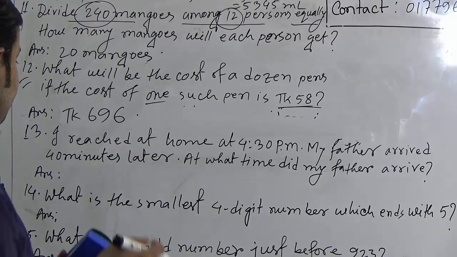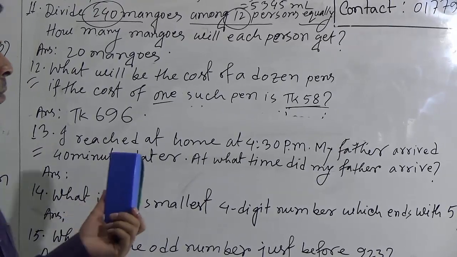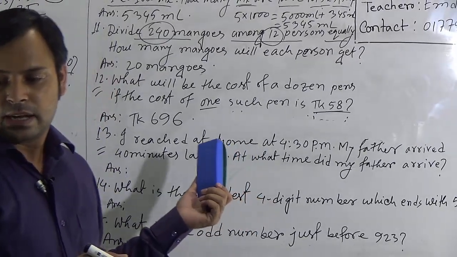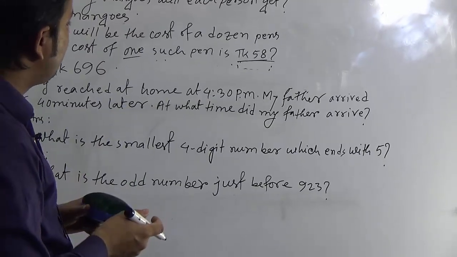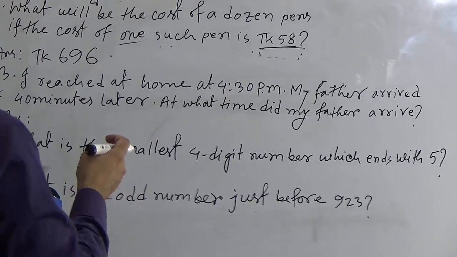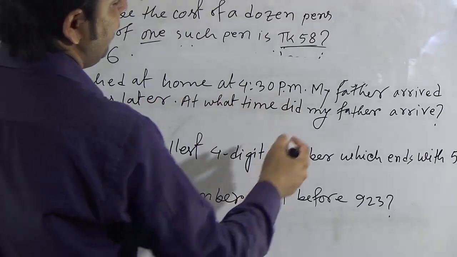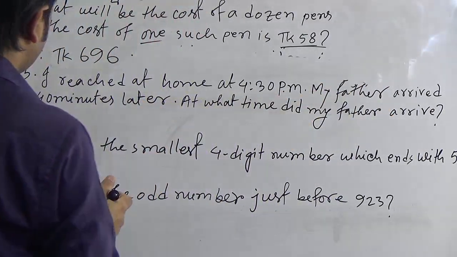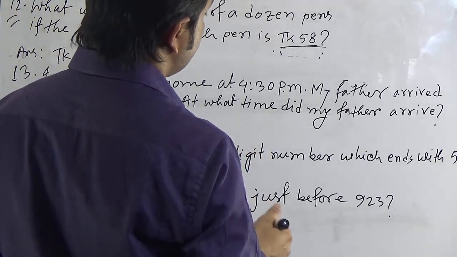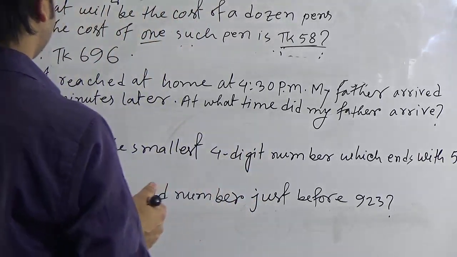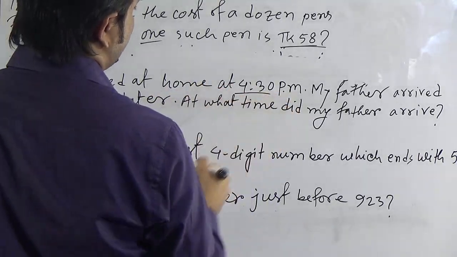Now question 13. I reached at home at 4:30 p.m. My father arrived 40 minutes later. After what time did my father arrive? So we have to add 40 minutes with 4:30.